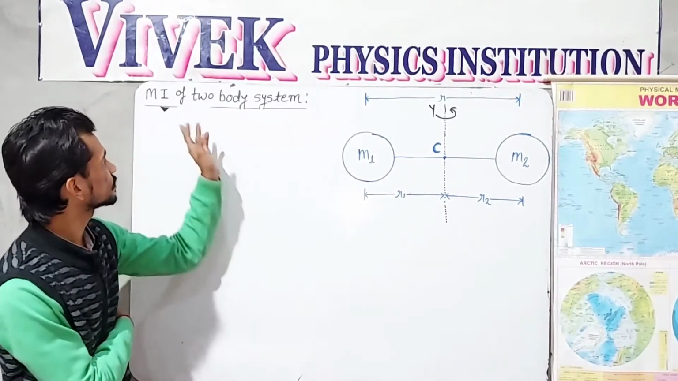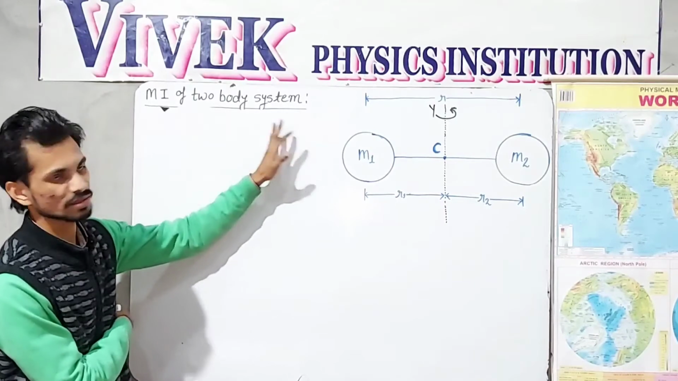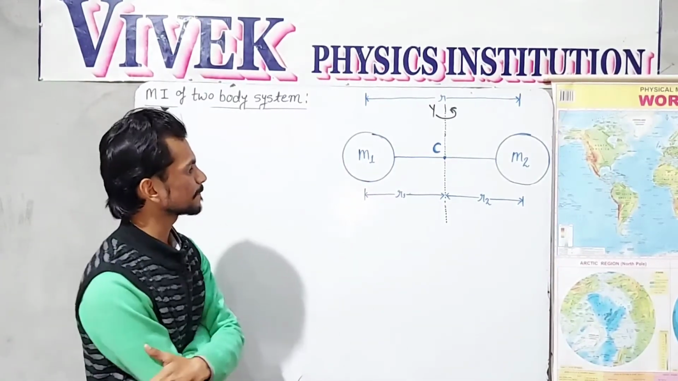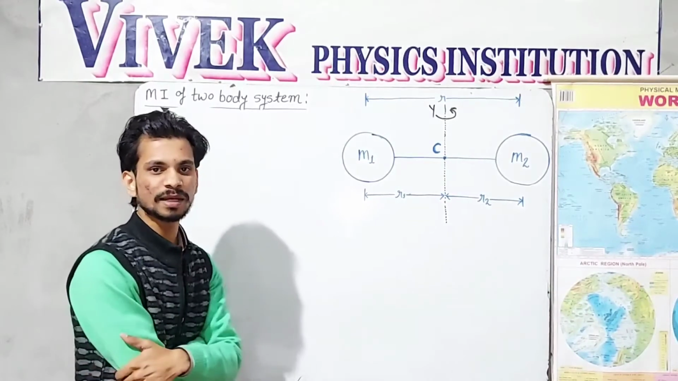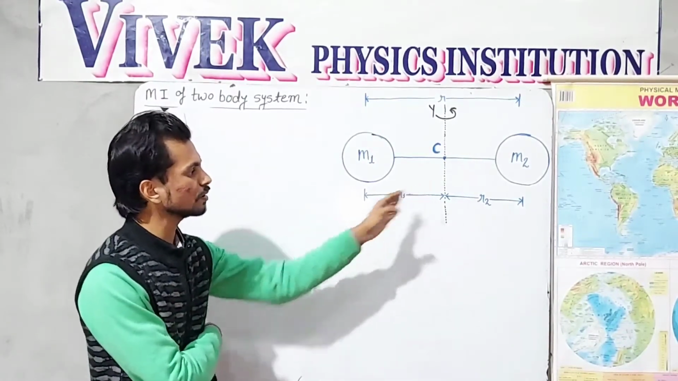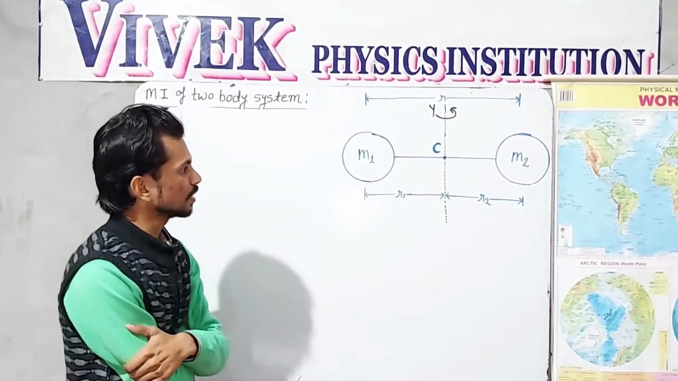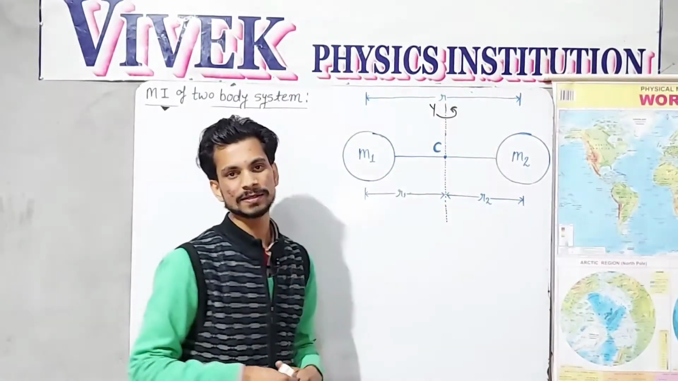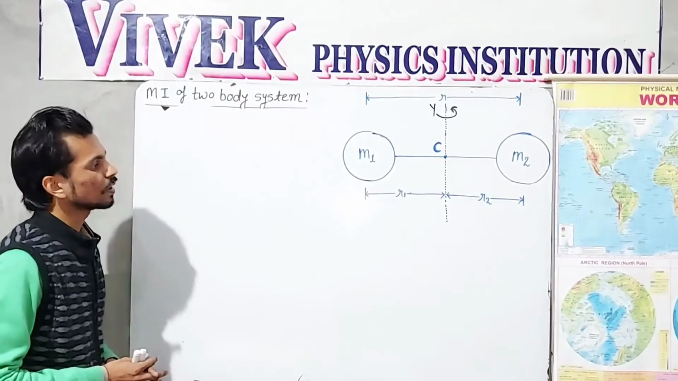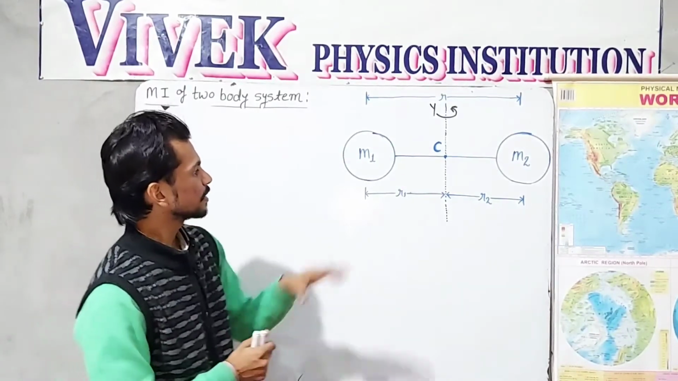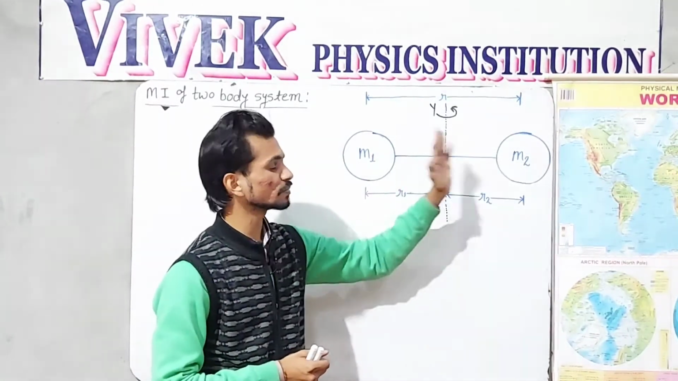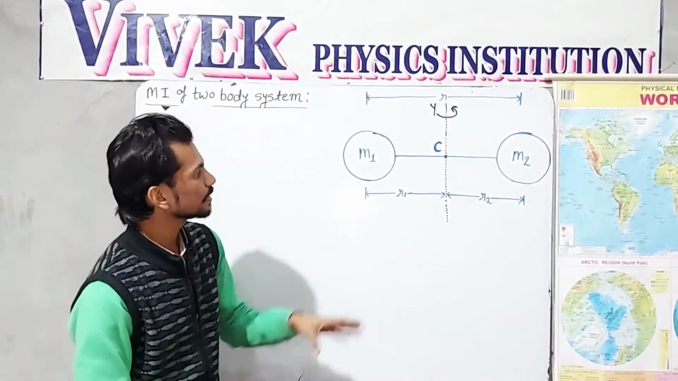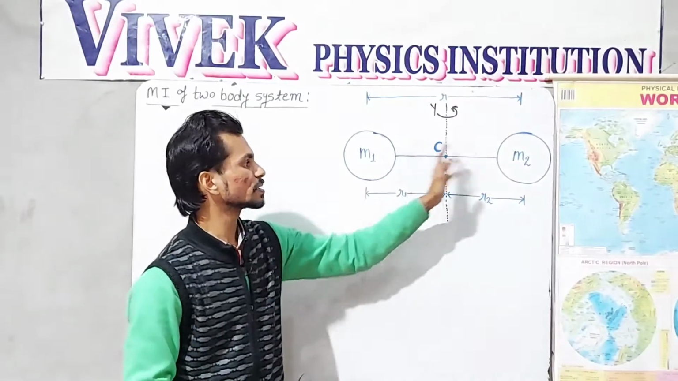So the topic is moment of inertia of a two body system. On the diagram you can look at this. Here we have two masses M1 and M2 combined to form a system. Let's say the two masses M1 and M2 are separated from each other by a certain distance r. Also we can consider that the center of mass of this particular system is C. I am not saying that C is at the midpoint of this system.